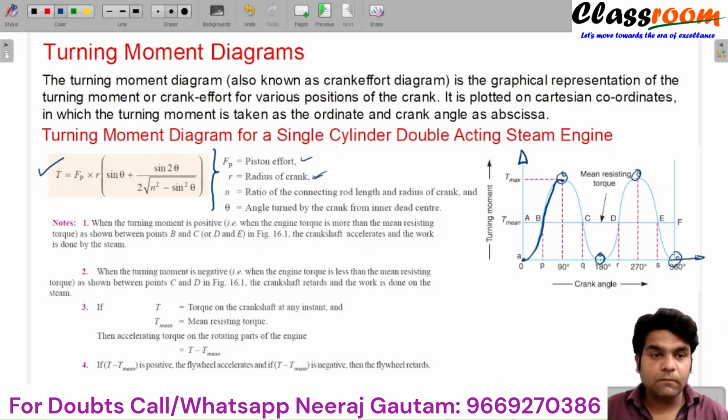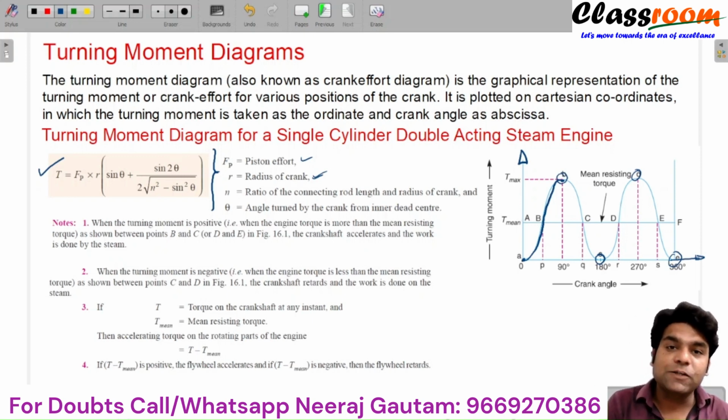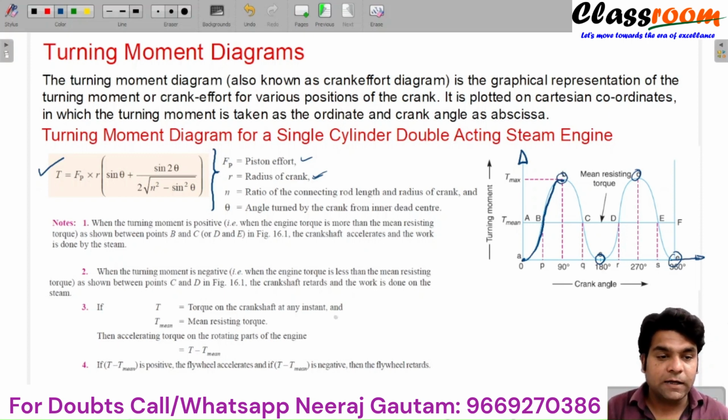Now, in this turning moment diagram, we can assume that the engine has to work against a mean resisting torque. That mean resisting torque is the mean between the maximum and minimum values of the torque. This is the maximum value of torque. This is the minimum value of torque. This is the mean value of torque. This height, that is the ordinate of this turning moment diagram, shows the mean torque of the engine.